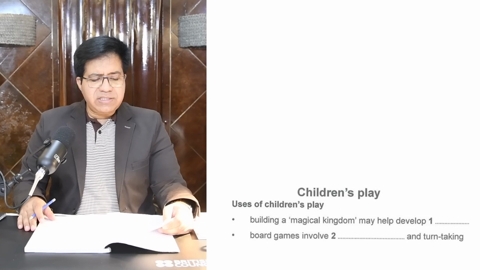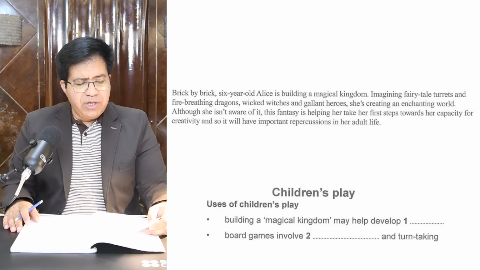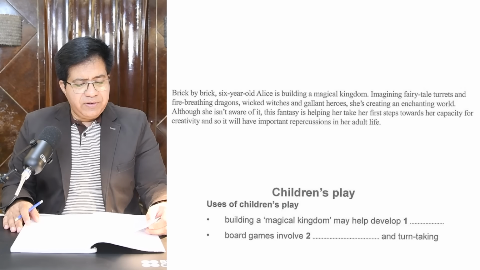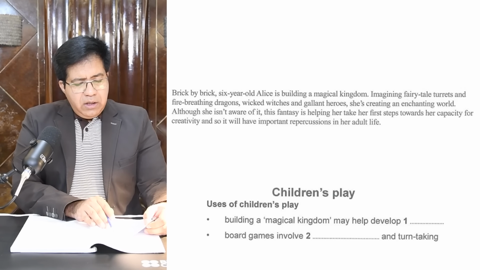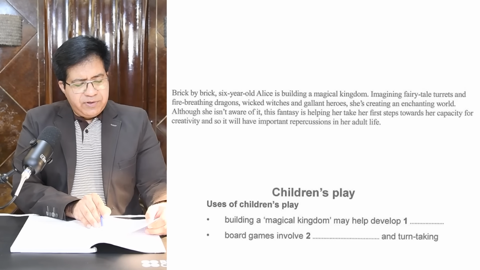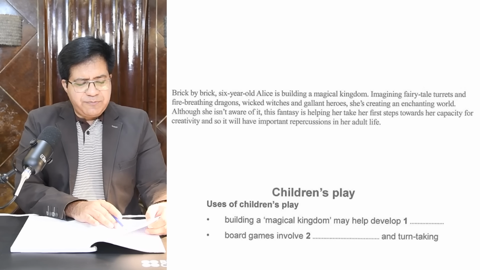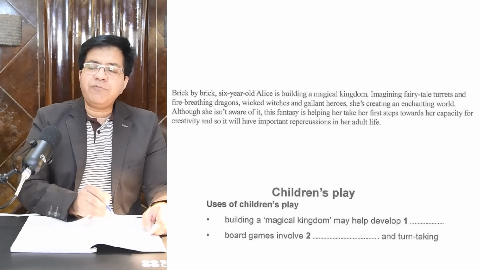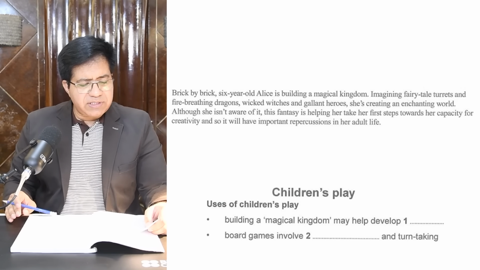Well done. You can see magical kingdom in the first paragraph. So what we are going to do, we are going to actually read from there. So please follow me, first paragraph, third line, and we just read on from there. Okay. She's creating an enchanting world, although she isn't aware of it. This fantasy, magical kingdom, is in the first line, by the way. Right? We need to see help develop something. So the synonym of develop will give us the answer.